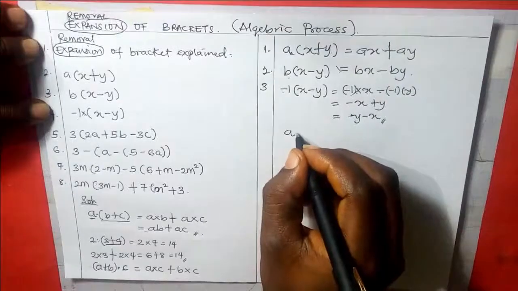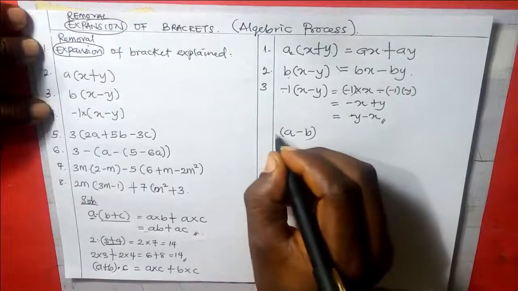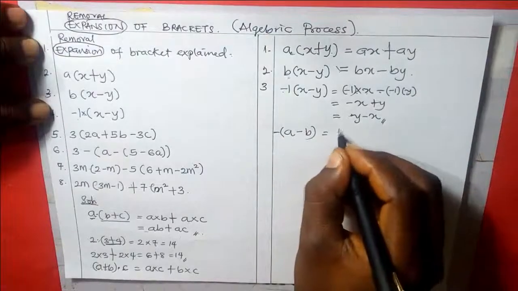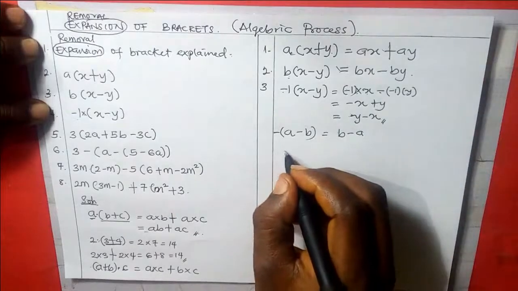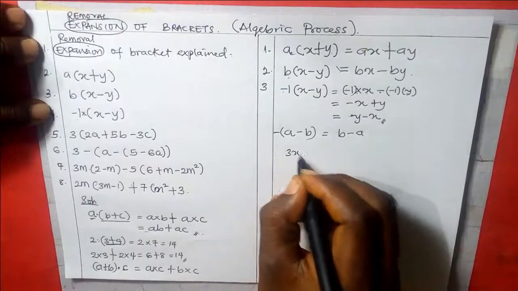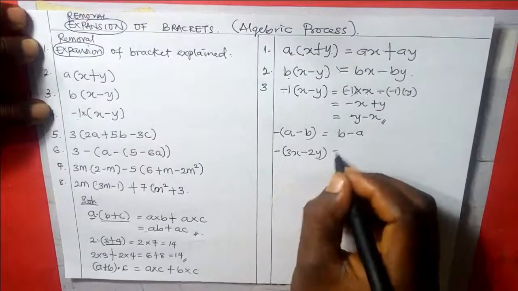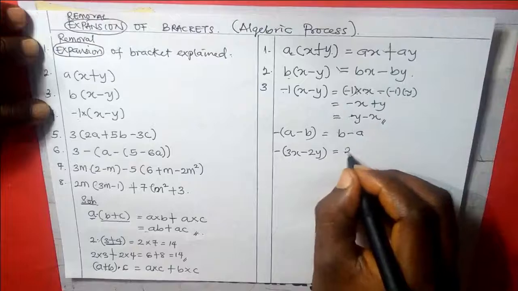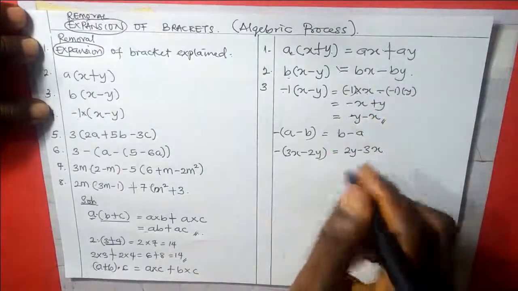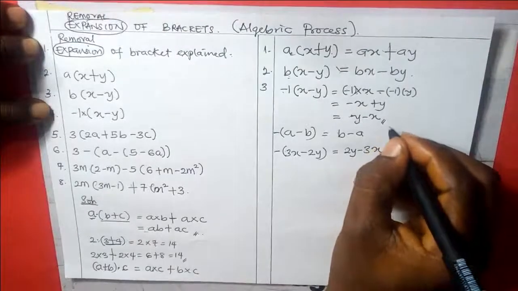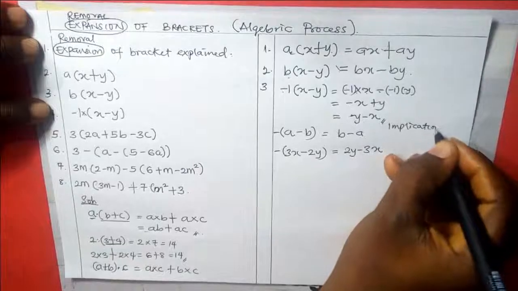So the implication of this is, when you have something like A minus B and you have a minus at the front, it is going to give you B minus A. If I have 3x minus 2y and I have a negative at the front, it is going to give me 2y minus 3x. So don't forget the implication of this statement.